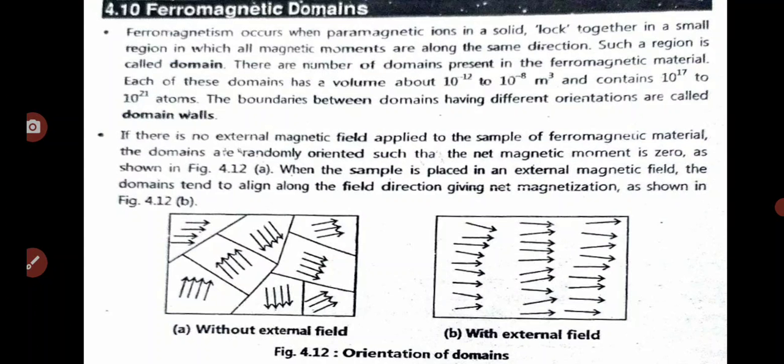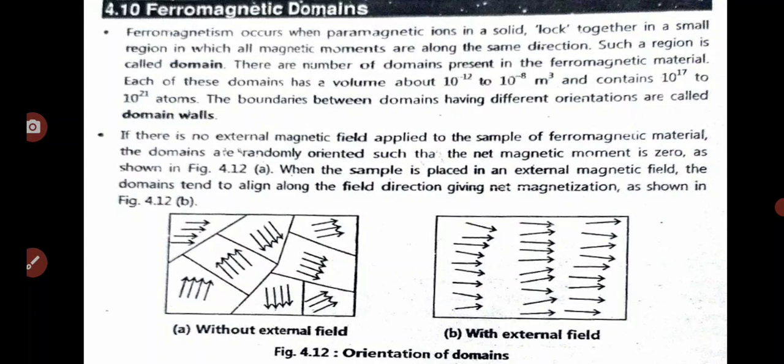So see that here, for the domain theory, the domain has a very small size, with the volume of this cell considered as 10 to the power -12 to 10 to the power -8 meter, and each domain cell consists of 10 to the power 17 to 10 to the power 21 atoms in each domain.